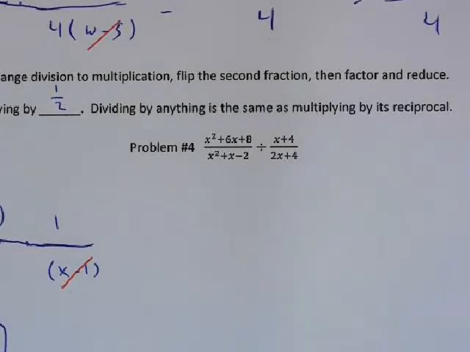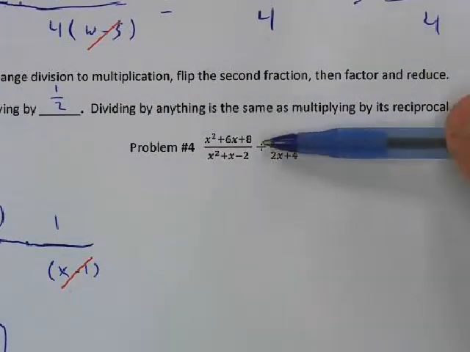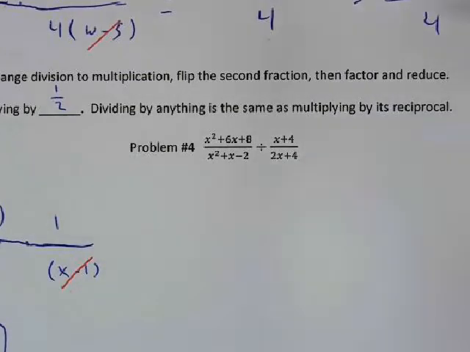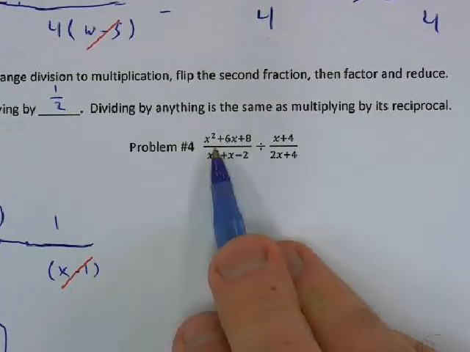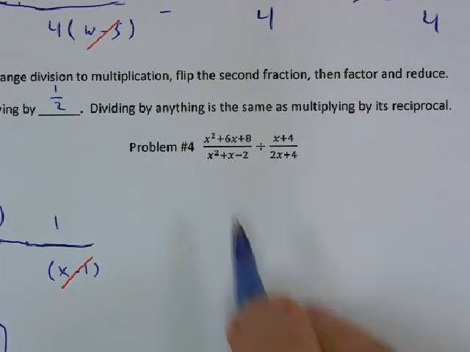So we got a division problem. Our first step is going to be change this into a multiplication problem. So instead of dividing by this thing, I want to multiply by its reciprocal. So I want to flip this to make it 2x plus 4 over x plus 4. Okay? All right, let's see here. I don't want to rewrite this whole big fraction and then have to factor it and rewrite it again. Let's just factor it the first time.